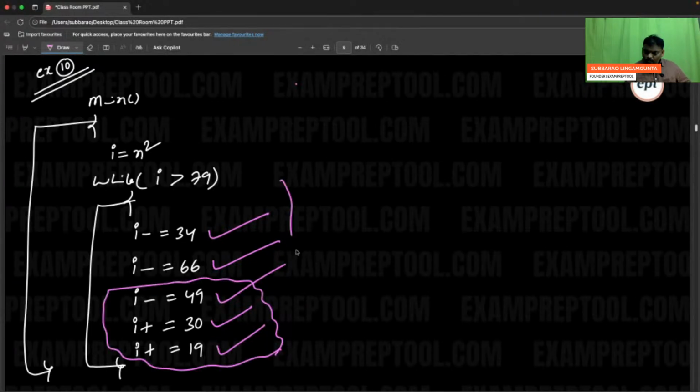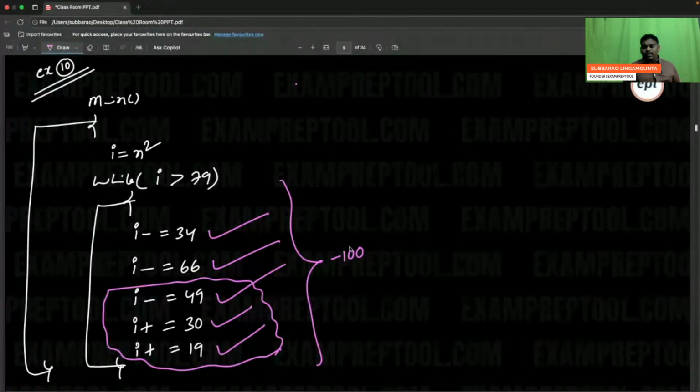So both will be cancelled. Overall, if you observe, in every round, minus 100 is happening. In every round, minus 100 is happening, if you observe clearly. I is equal to n square, while I greater than 79. So every time, minus 100 is going on.